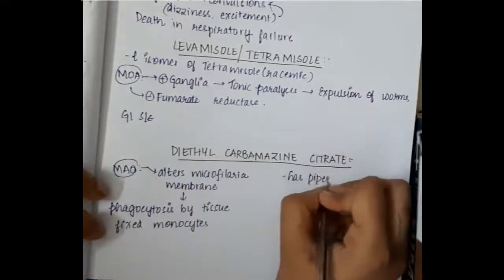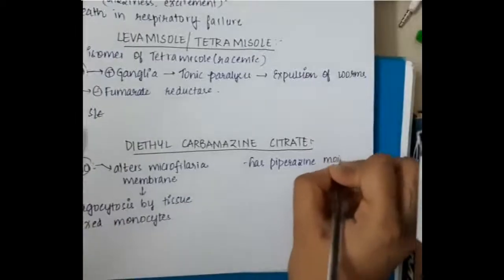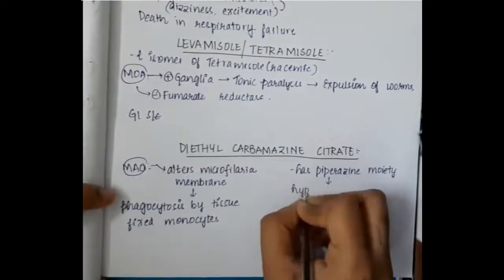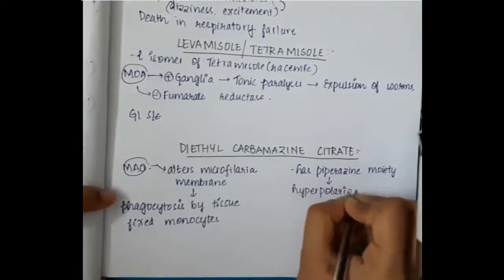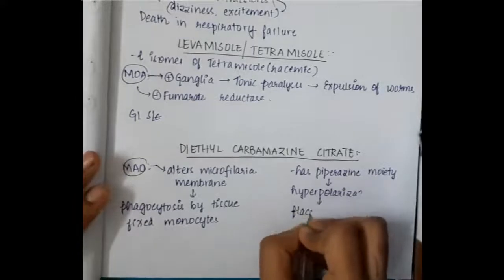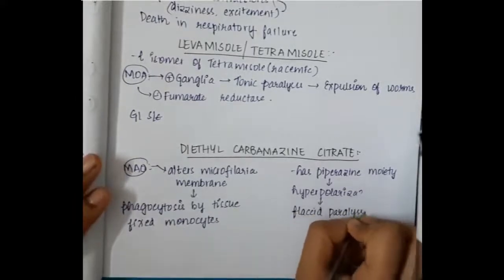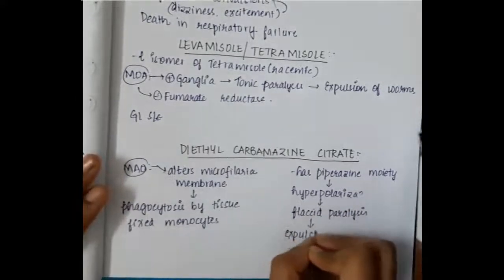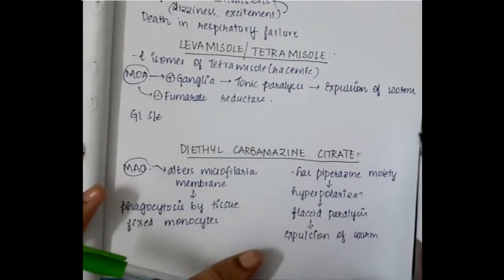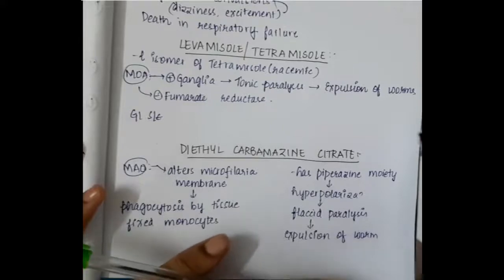This diethylcarbamazine citrate has a piperazine moiety and thus it causes hyperpolarization. Because of this hyperpolarization, it causes flaccid paralysis leading to the expulsion of the worm. Because of this flaccid paralysis, the worm cannot move, so it is excreted in the feces.